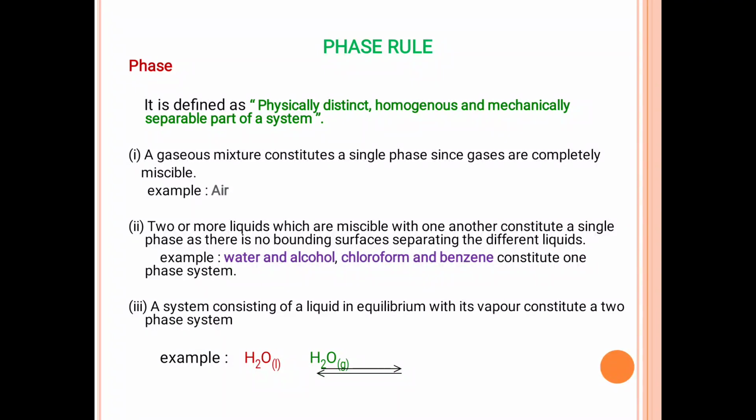So if we are taking two or more liquids which are completely miscible with one another, they form a single phase because they do not have a definite boundary to separate. Examples for such systems are alcohol, water, chloroform, benzene and so many things. They constitute a single phase. Suppose we take two liquids that are immiscible with one another, they form three separate phases: two liquid phases and one vapor phase. An example for that is benzene and water.